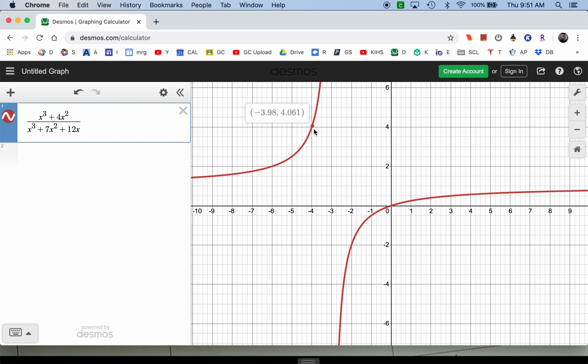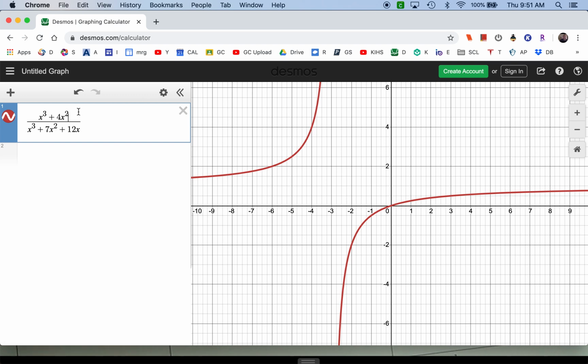So do you see? Oh, it slid on me a bit there. So there's the hole at negative 4. And what's the y coordinate? So just look at the y coordinate of that hole to give you the answer. And the answer is 4. And the right and the left both approach the same y coordinate, so it exists.